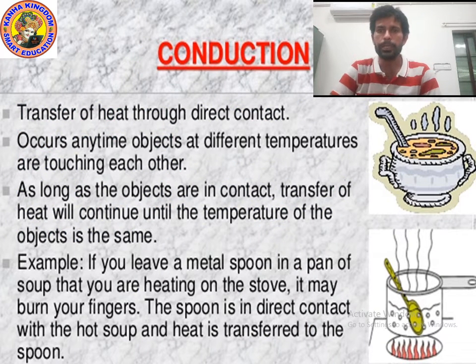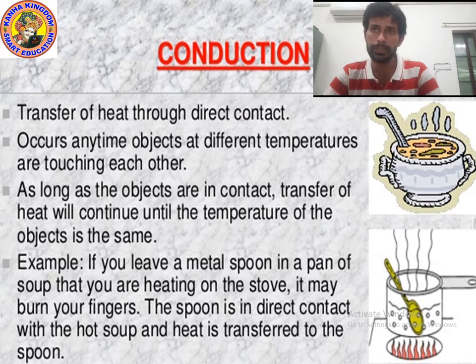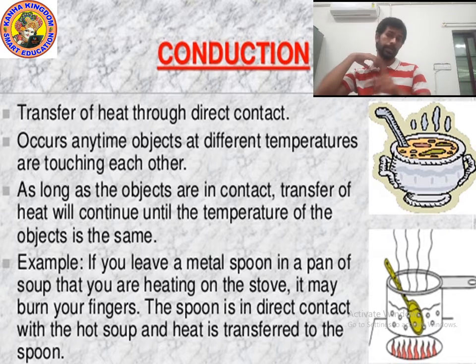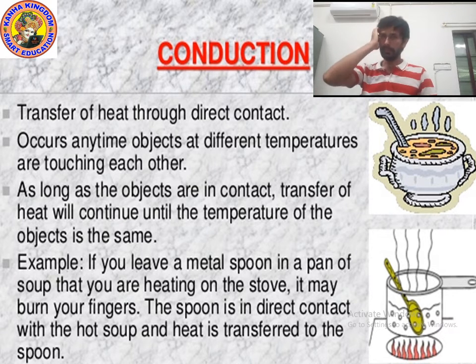So kids, point number 1: heat in the conduction method is always transferred through direct contact. Remember, through direct contact it always transfers. Next point: it occurs any time objects at different temperatures are touching each other. Conduction can happen at any time between objects at different temperatures.